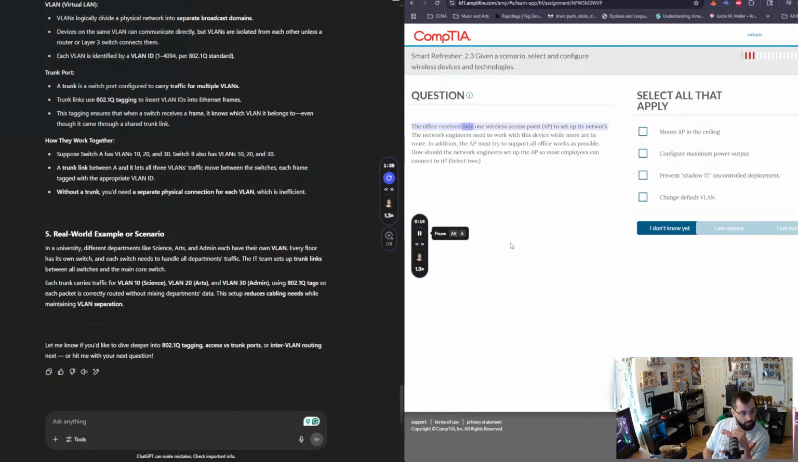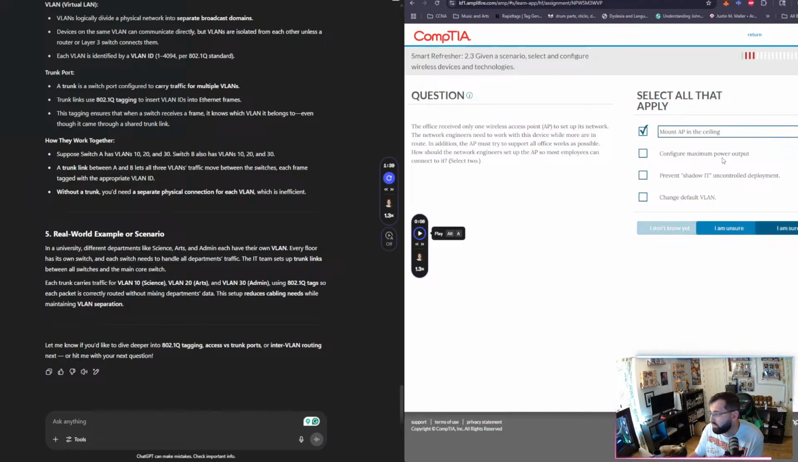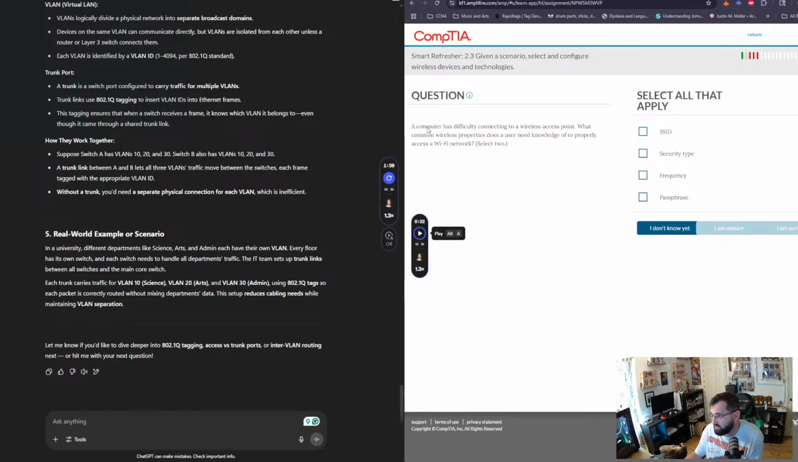The office received only one wireless access point, AP, to set up its network. The network engineers need to work with this device while more are en route. In addition, the AP must try to support as many office workers as possible. How should the network engineers set up the AP so most employees can connect to it? Select 2. We need to mount it into the ceiling, configure maximum power output, prevent shadow IT uncontrolled deployment. Yes. I mean, obviously. The other two just didn't make sense.